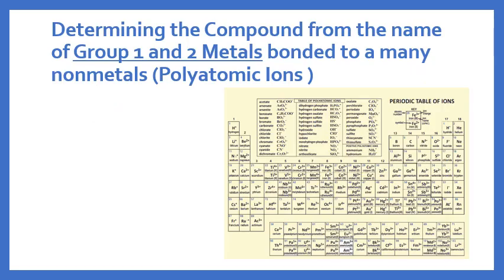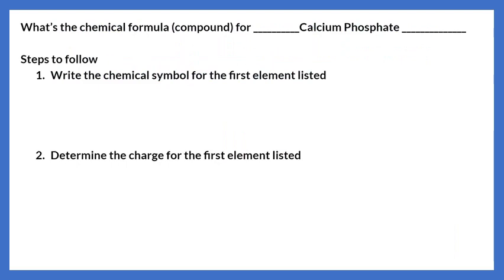Okay, let's move on. We are now going to determine the compound or chemical formula for the name of a group 1 and 2 metal bonded to our polyatomic ions. So we are going to turn the name into the chemical formula for a group 1 and 2 metal bonded to a nonmetal, specifically a polyatomic nonmetal. So it asks, what's the chemical formula or compound for calcium phosphate?